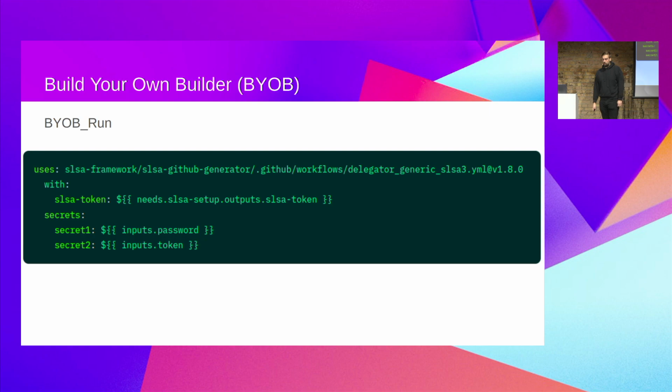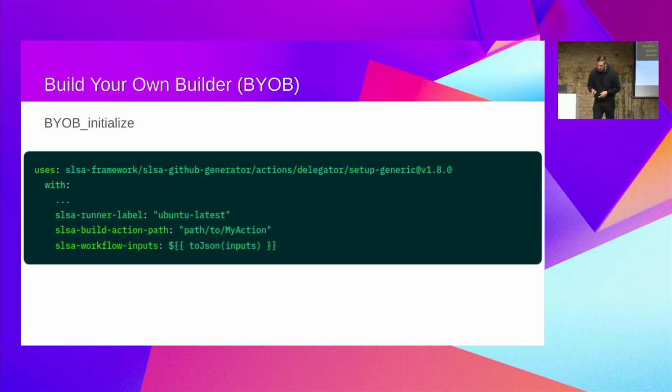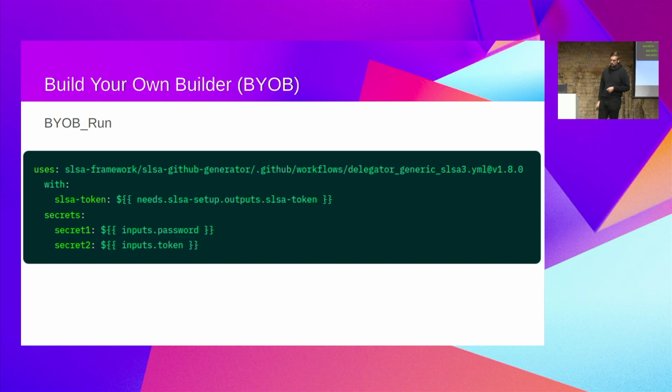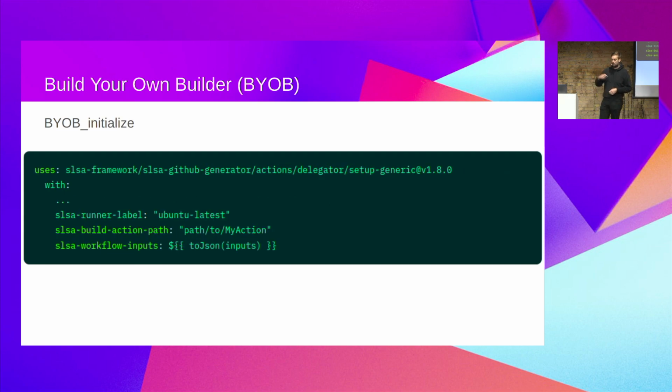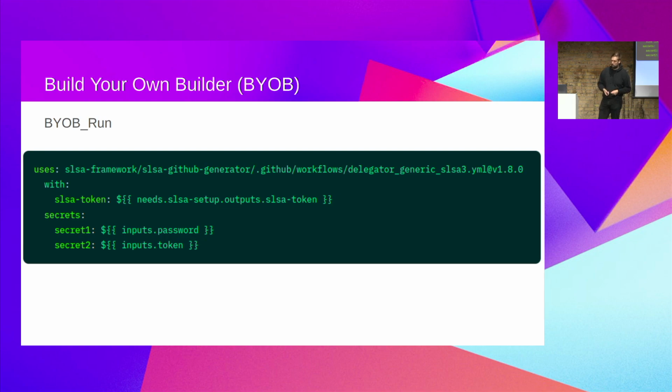And then to run, you invoke this workflow, delegator generic SLSA 3 at the SLSA GitHub generator repository. The secrets are, again, optional, but here I demonstrate that you can pass along secrets. You can also pass along inputs based on what you need. We have this token. This is our SLSA setup step, or job, and this one gives us a token back, and we pass that token on to the delegator.